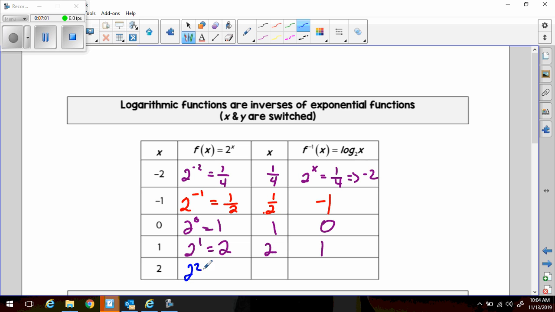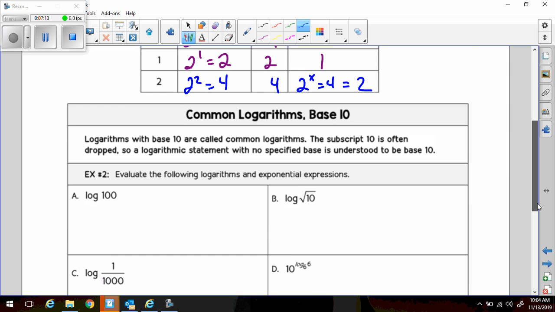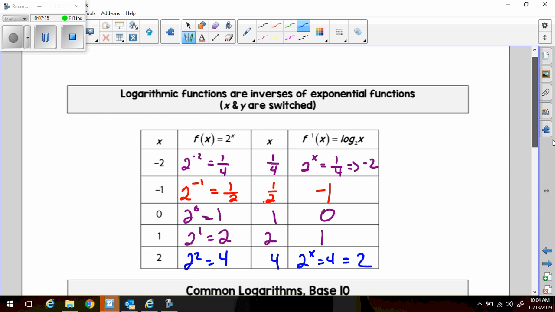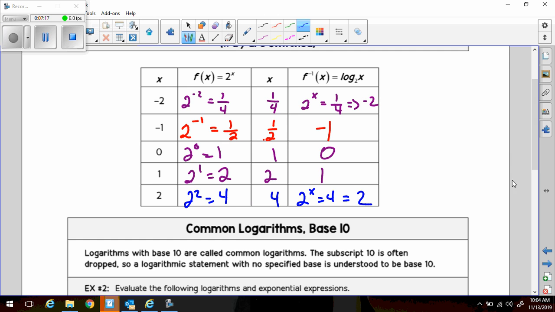2 to the second power, of course, is 4. And if you plug 4 into this, it's asking you 2 to the what power equals 4, and this is 2. So these are my ordered pairs, and we can graph them to see that they're inverses.